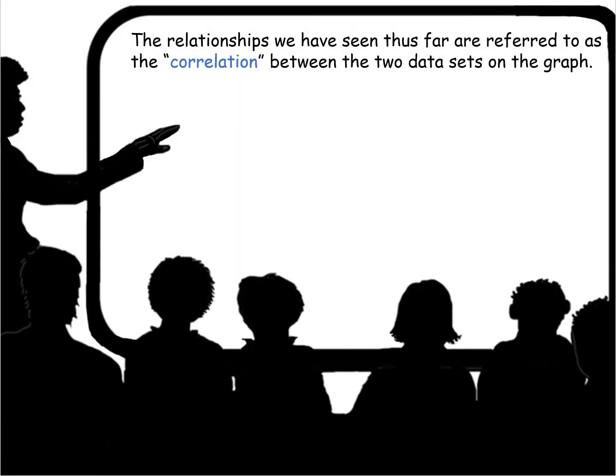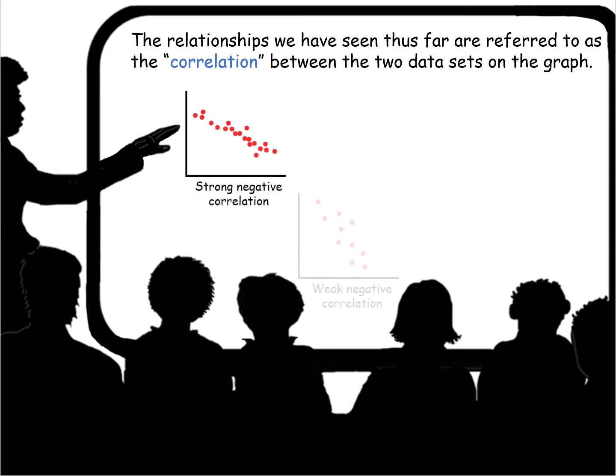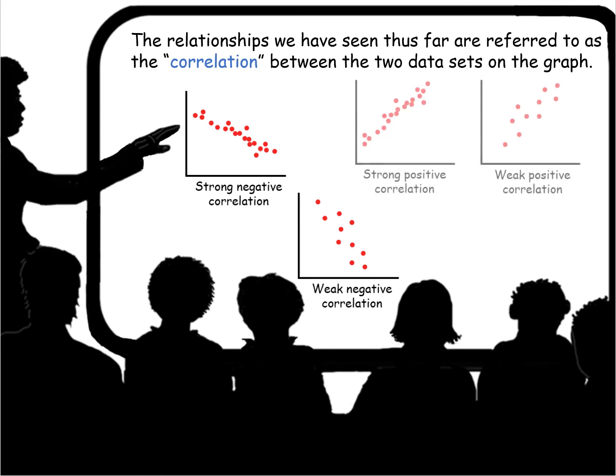The relationships we've seen thus far are referred to as the correlation between the two data sets on the graph. Correlation is another term for relationship. So if we have a strong negative correlation, you can see in this first scatter plot here, the points are pretty close to each other, and what direction they seem to be going in. Well, as x is increasing, y is decreasing. So that is a strong negative correlation.